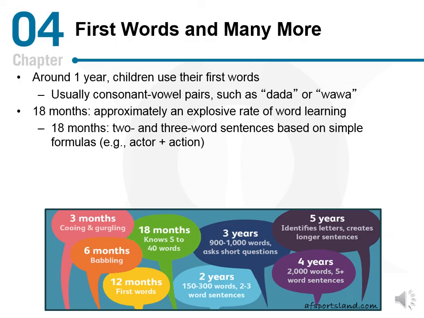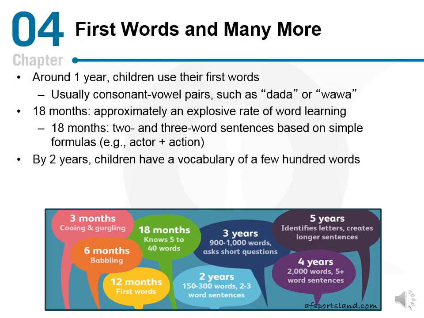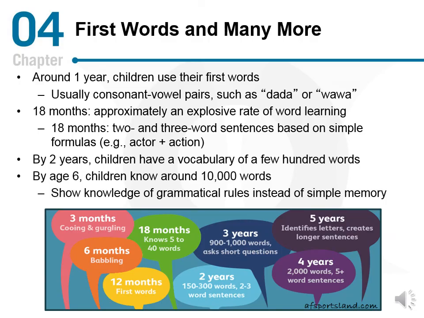So we get to 18 months and we have this sort of explosion, you might say. We begin to have a lot of words, and we begin to see 2 and 3 word sentences based on what they call a simple formula, the actor and the action. Mama give, dada go. They've learned what words represent things, so they've got some nouns and some verbs, and they will use them. By 2, we have a vocabulary of a few hundred words, but by 6, we have over 10,000 words. And what's really important is that by 6, we don't just understand grammar, we're using grammar. We're not using memory, we're using grammar to help us function and formulate our sentences.